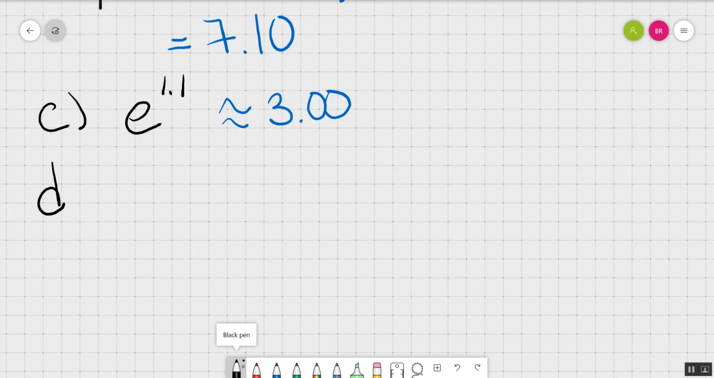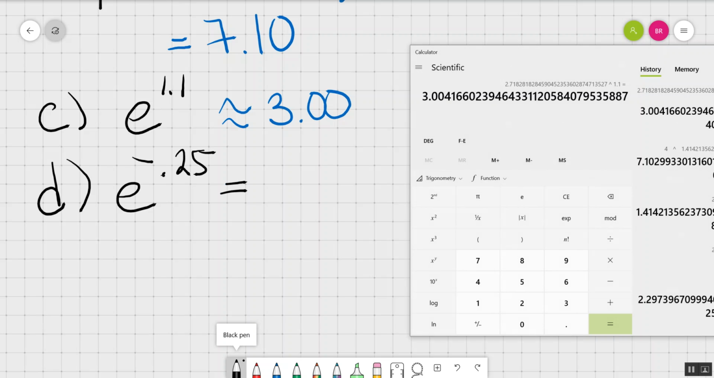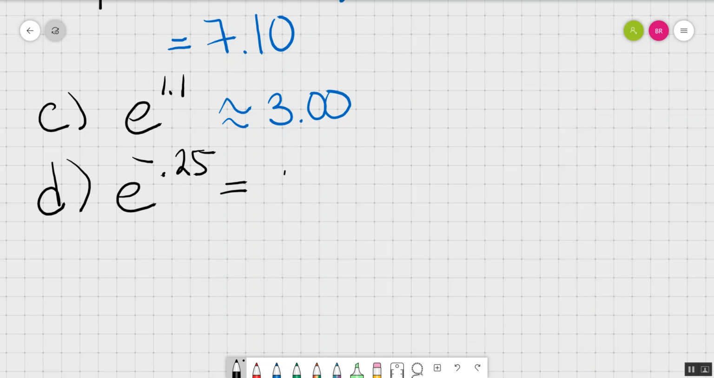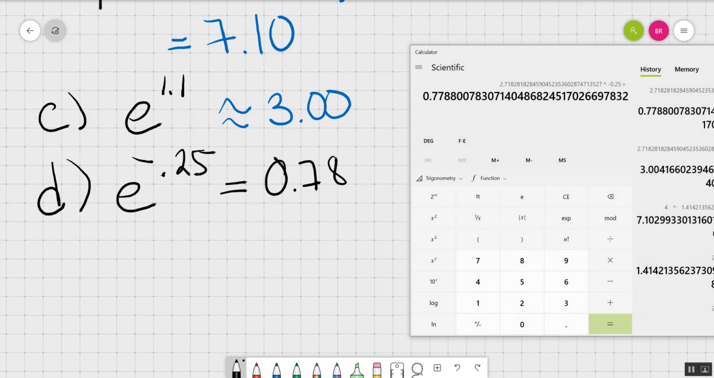And then let's do D, let's do e to the negative 0.25, negative quarter. See what happens there. Pull up our calculator, clear it off again, e, caret 0.25, and then make it negative because the Windows calculator is weird, and hit equal sign. Ooh, 0.78. Had to round it. Just make sure you can see that calculator one last time so you can see my rounding there.